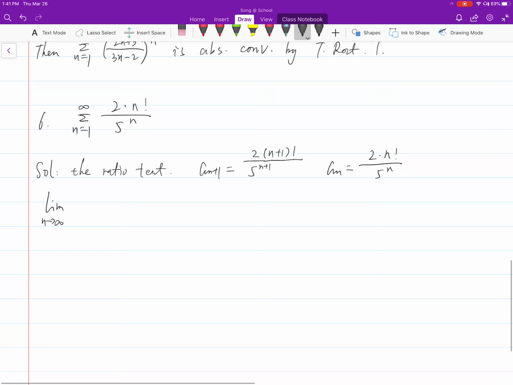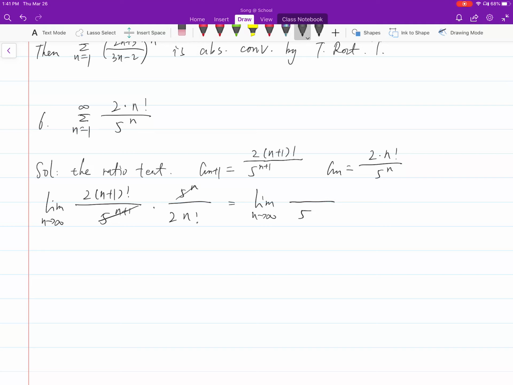Limit as n goes to infinity, n plus 1, n factorial becomes n plus 1 factorial, 5 to the n becomes 5 to the n plus 1, times, remember to flip. What's good about this? The first good thing is 5 to the n over 5 to the n plus 1, you have one more 5 left. The 2 and the 2 cancel each other. Now what you have is n plus 1 factorial divided by n factorial. And that's the reason we want to do the ratio test.